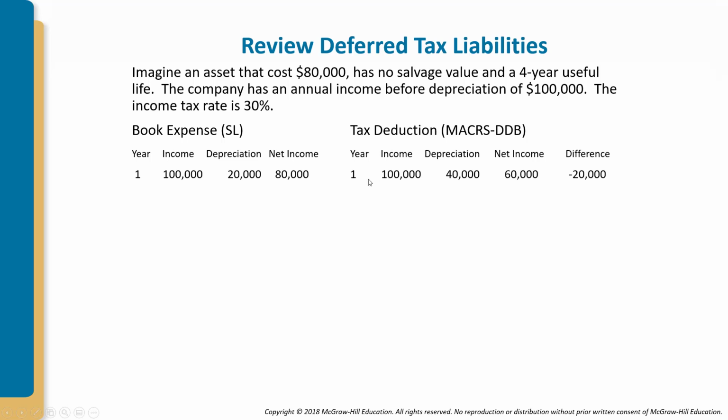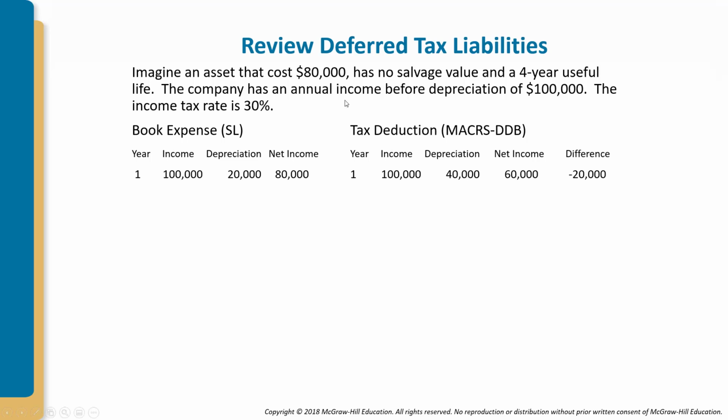Now, for tax purposes, we also have $100,000 before depreciation, but for double declining balance, we would have more depreciation. Let's figure that out, that double declining balance. We take the straight line rate, 4 years, that'd be 25% a year, and we double it, that'd be 50% a year, 50% of whatever the remaining book value is.